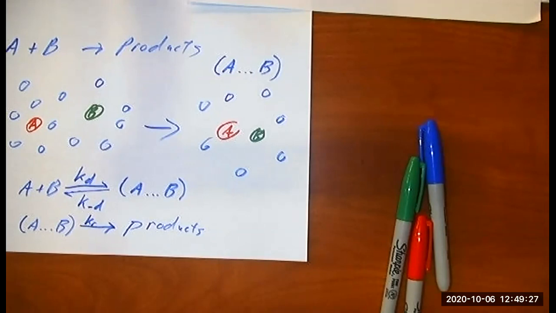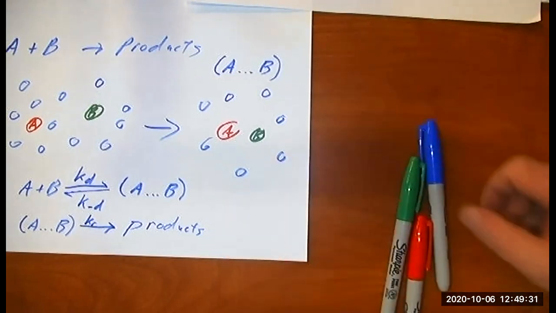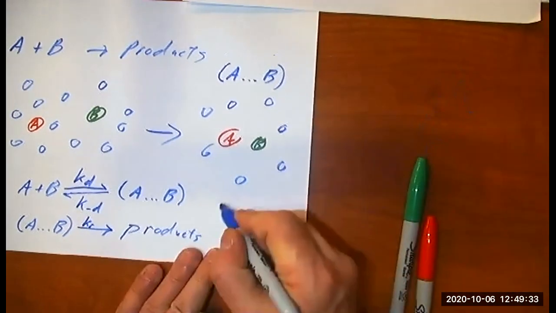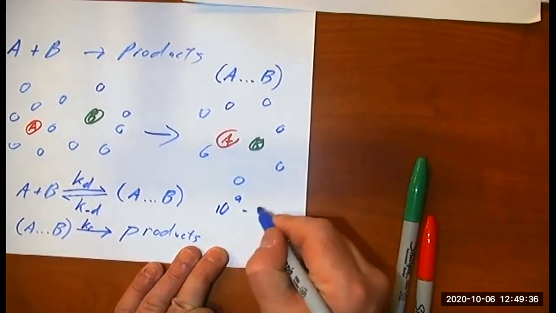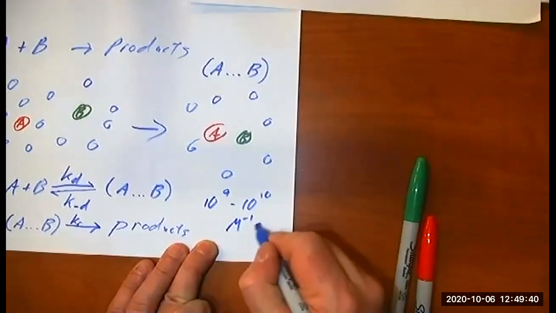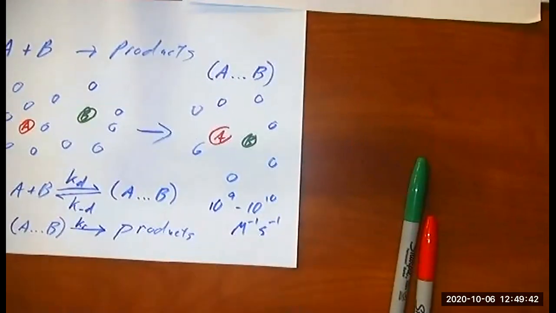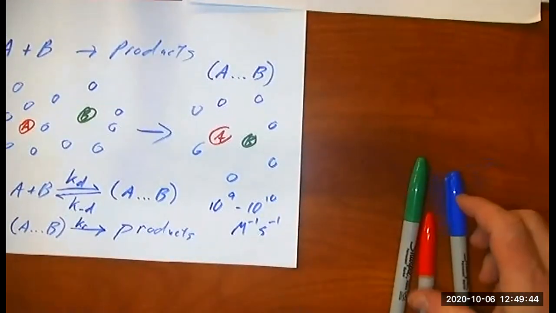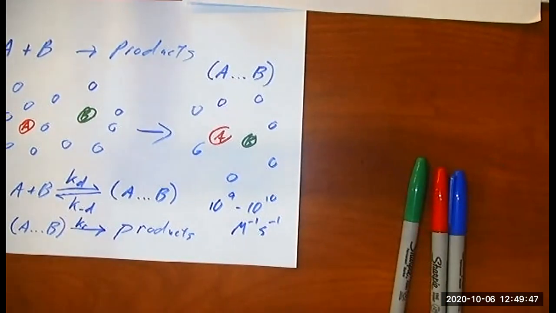And so in water, at room temperature, KD is usually in the range of about 10 to the 9th to 10 to the 10th, in units of per molar per second. There are a couple of reactions in solution that can happen faster than that, but they happen by a very, very different mechanism, which is kind of fun, but it would be distracting at this point, so I'm not going to go into those.